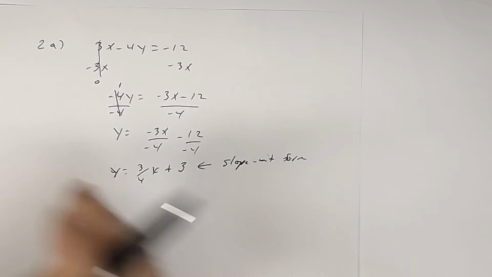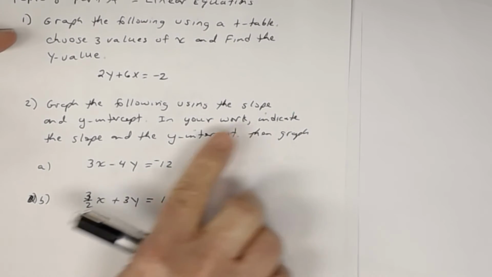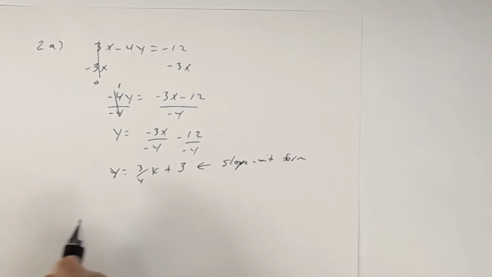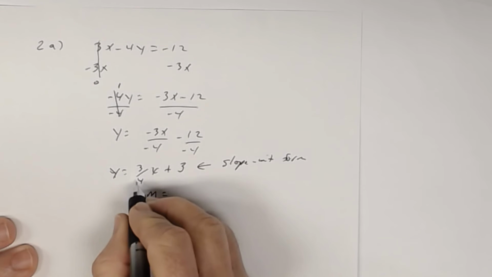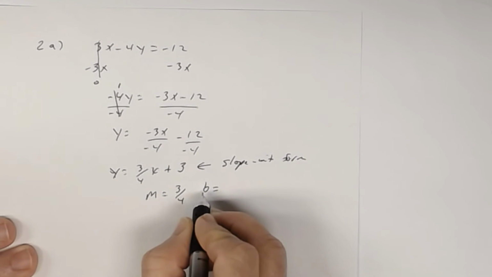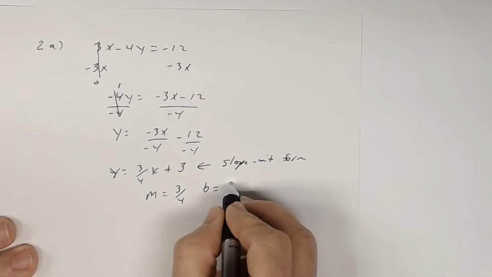All right, now remember the direction says this. In your work, indicate the slope and the y-intercept. So here's what I mean by that. You're going to say slope equals, and remember the slope is the coefficient of x, so that's 3/4. And the y-intercept, call it b if you want to, so b equals a positive 3.